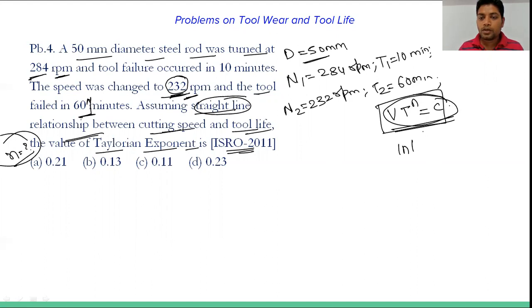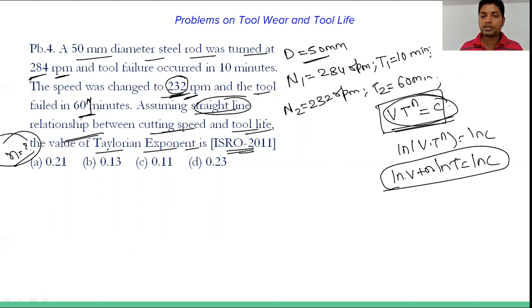Means जो relationship होगी that is ln, sorry, ln vt raised to n will be equals to ln c, और जब आप इसको ओपन करेंगे this will be ln v plus n into ln t will be equals to ln c. ठीक है, तो ये रिलेशनशिप भी आप यूज कर सकते हैं, बट आई थिंक सो कि इस इक्वेशन से काम हो जाएगा, सो देयर इज नो नीड टू गो फॉर दिस रिलेशनशिप.